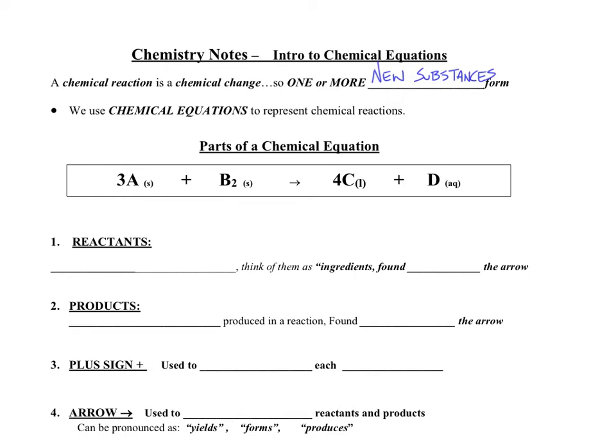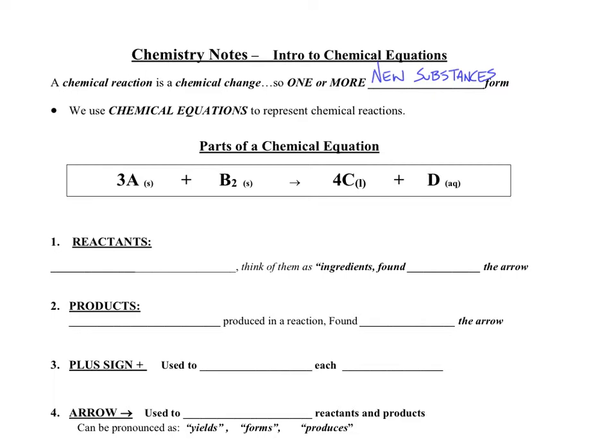Here I've got a chemical equation, and we would read this as simply A plus B produces C and D, or A plus B yields C plus D. So we're going to learn the different parts of this reaction so that we can identify how to read it, what the different terms are, and what the different symbols represent, so that it'll be a little bit easier moving forward.